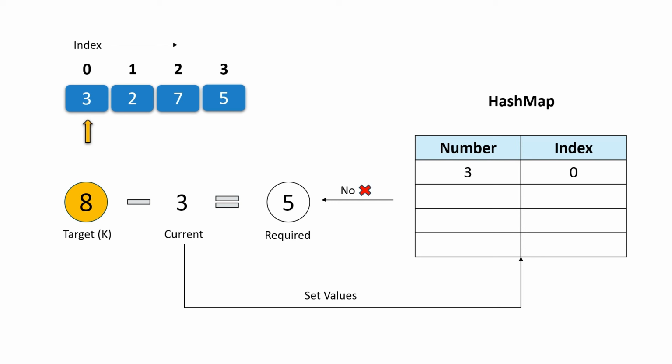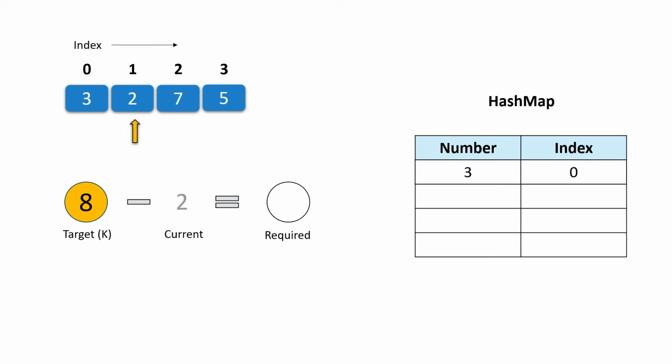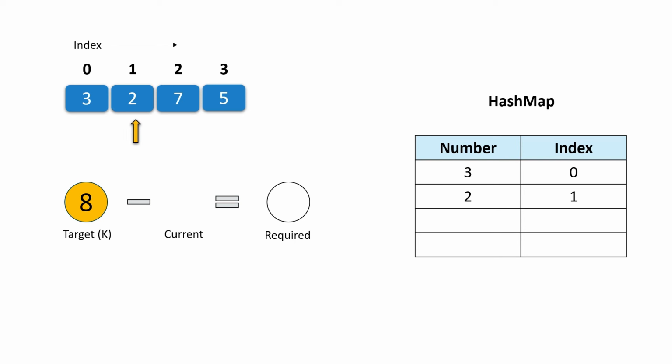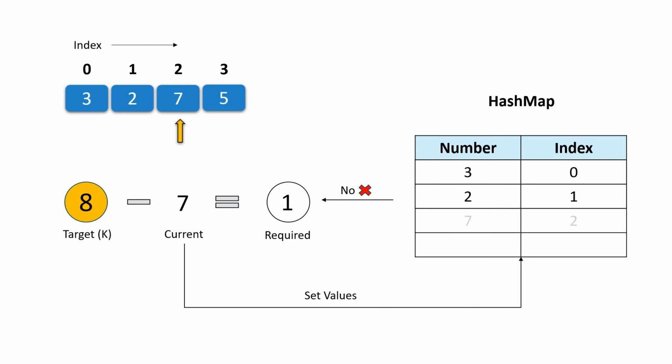Now going to the next index. At index 1, our number was 2 and the required number would be 6. Is it present in the hash map? No, it is not present. So we will set the current number and its index in the hash map, that is 2 equals 1. Going to the next index. At index 2, our current number is 7 and the required number would be 1. Is it present in the hash map? No, it is not present. So we will set the current number and its index in the hash map.